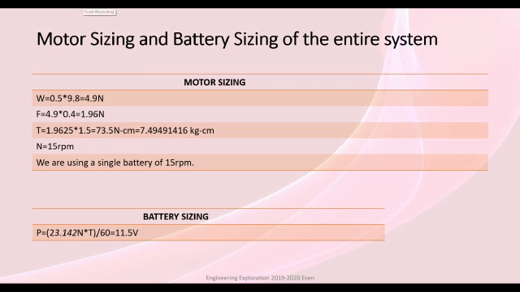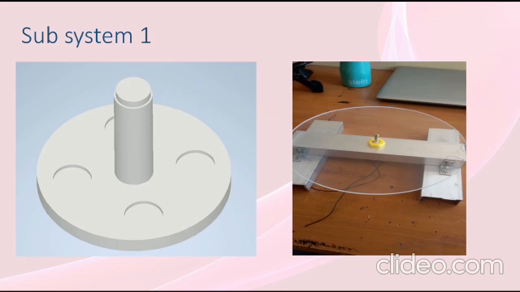Now we'll have a look at the subsystems of our model. Subsystem 1. This is the movable plate made up of acrylic sheet. Provisions are made to hold the pot by making 4 holes. The plate turns when a DC motor of 15 RPM is connected to it. This is then attached to the main hub, which contains subsystem 2 and subsystem 3. The prototype is as shown on the right.